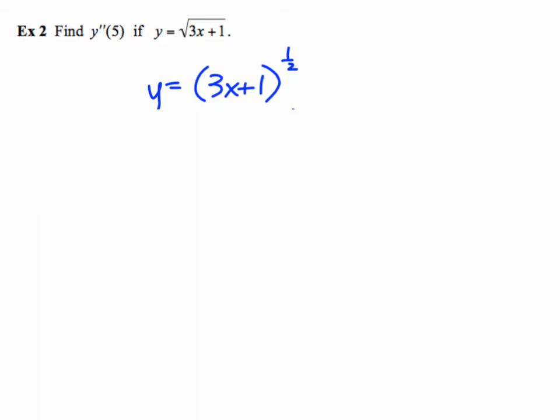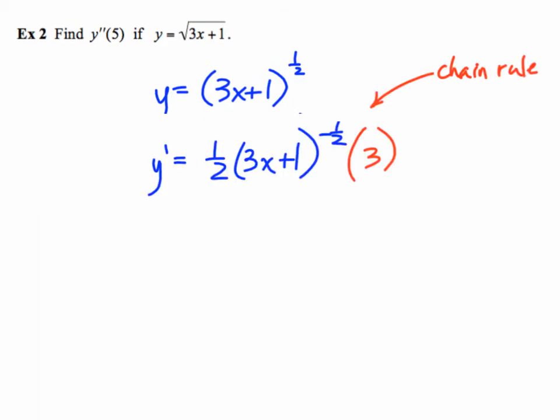So the first thing you'll do is bring the power 1/2 to the front, subtract 1 from the exponent, and then take the derivative of what's inside the brackets. So that's the chain rule. The 1/2 comes in front, 3x plus 1 remains in brackets, and we subtract 1 from the exponent, so the exponent is now negative 1/2. The derivative of 3x plus 1, the derivative of what's inside, equals 3.